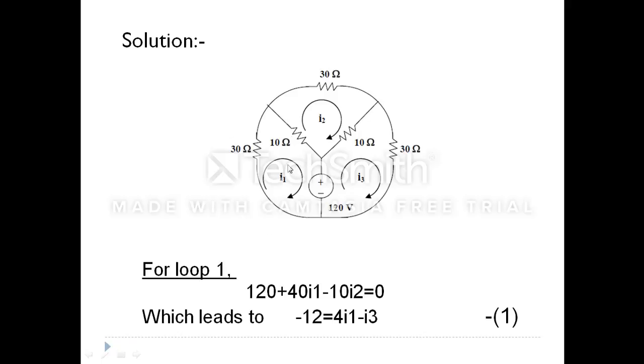As you can see here, three loops. This is the first loop, this is the second loop, and this is the third loop. Let the current in the first loop be I1, in the second loop be I2, and in the third loop be I3. For writing the equation for loop 1, you can write 120 plus 30 plus 10, 40 I1 minus 10 I2, since in this loop current I2 is also going, which is equal to 0. After solving this, you will get minus 12 equal to 4 I1 minus I3. Let it be equation 1.